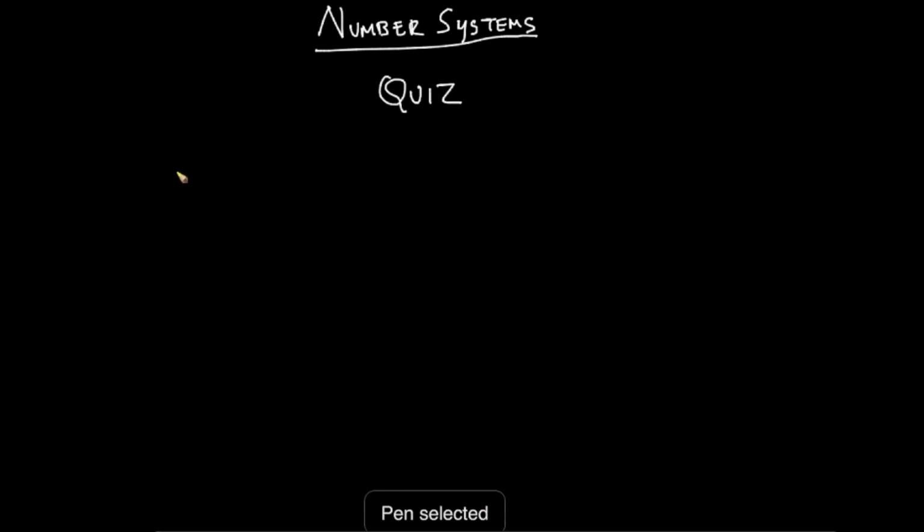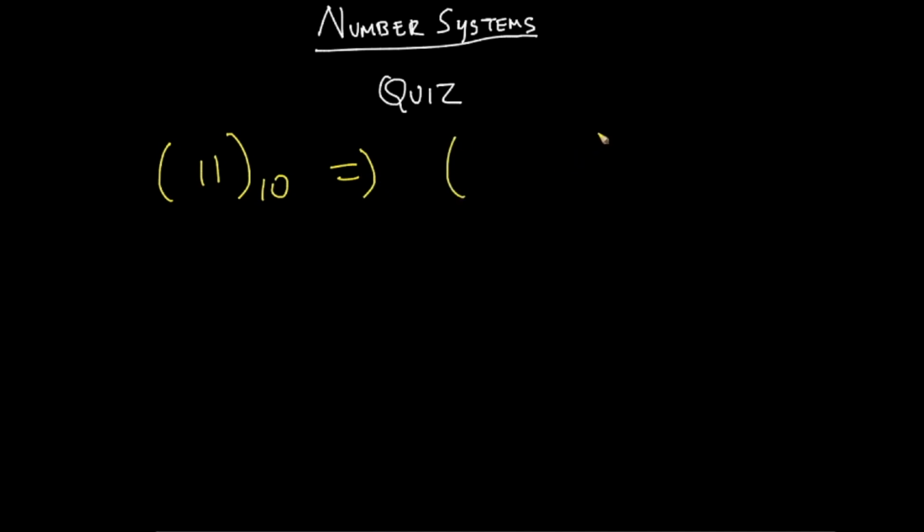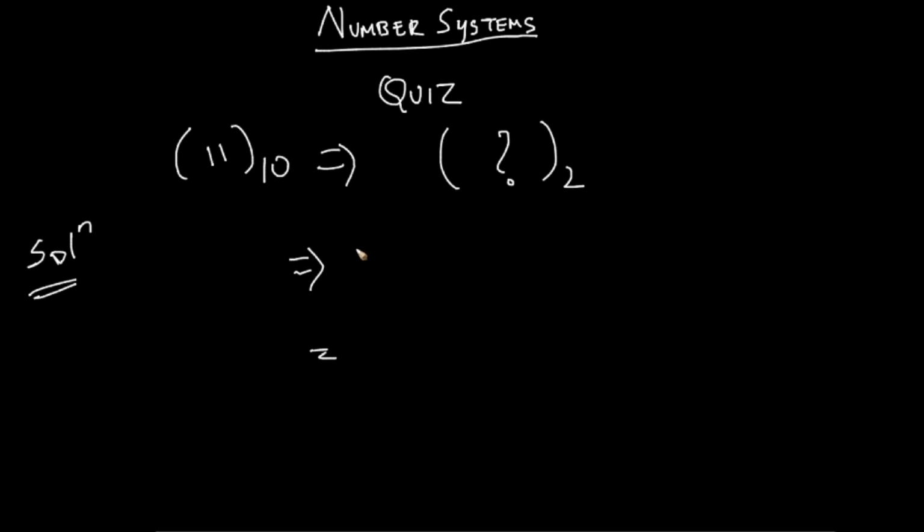So here's your quiz. Convert the number 11 in decimal to its binary equivalent. Here's the solution. For the number 11, we want to start with at least 2 to the power 3, which will give us 8, and so on until 2 to the power 0, which will give us 1.